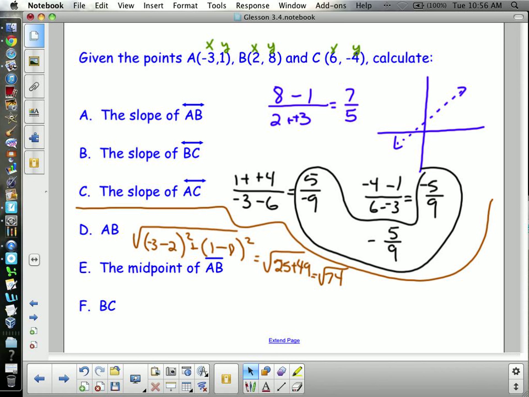For F? Yeah. 2 minus 6 squared, 8 plus 4 squared. Yes, that looks right so far.